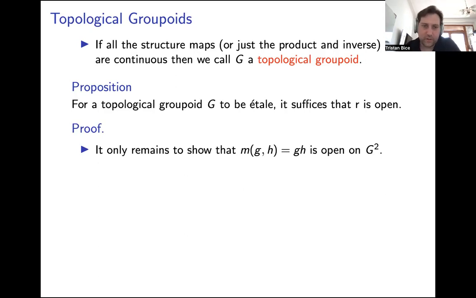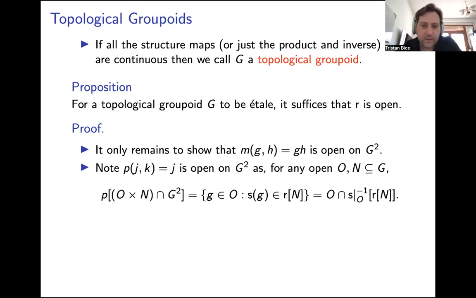Because why? We know that R is open and continuous. Therefore, the source is also open and continuous. We said that. We know that the inverse is continuous, which is, as we said, equivalent to the inverse being open. So that's fine. We know the multiplication map is continuous. The only thing that's left is to show that this is open as well. So why would that be the case?